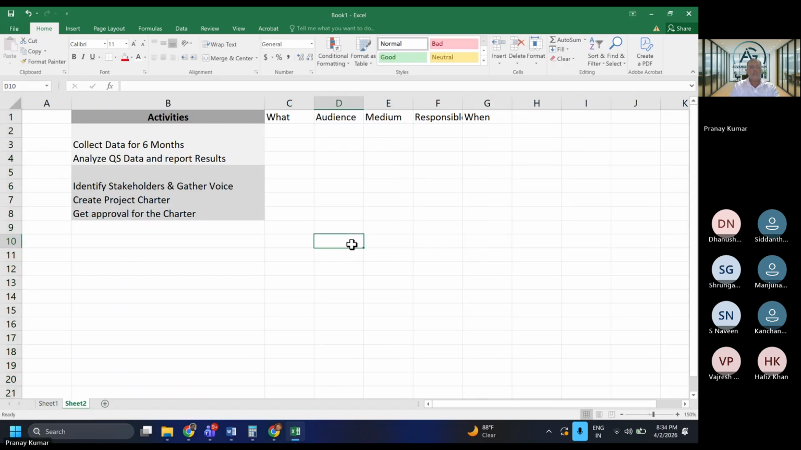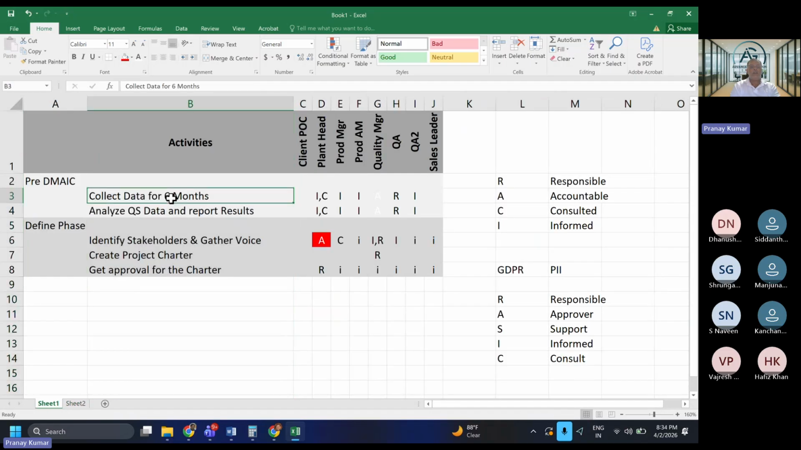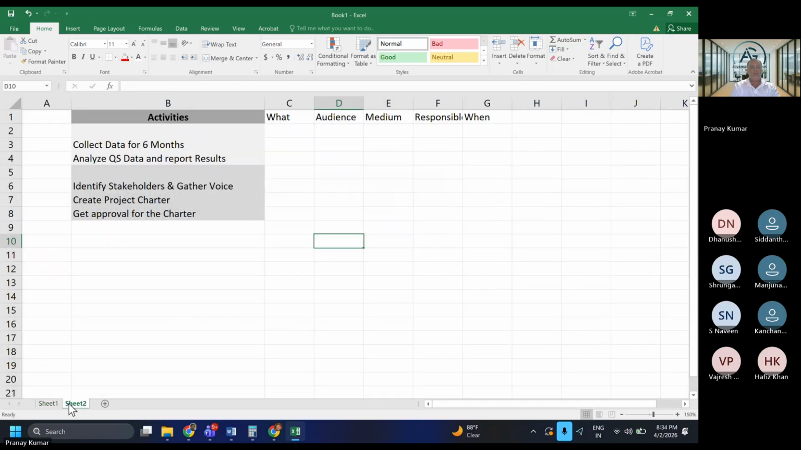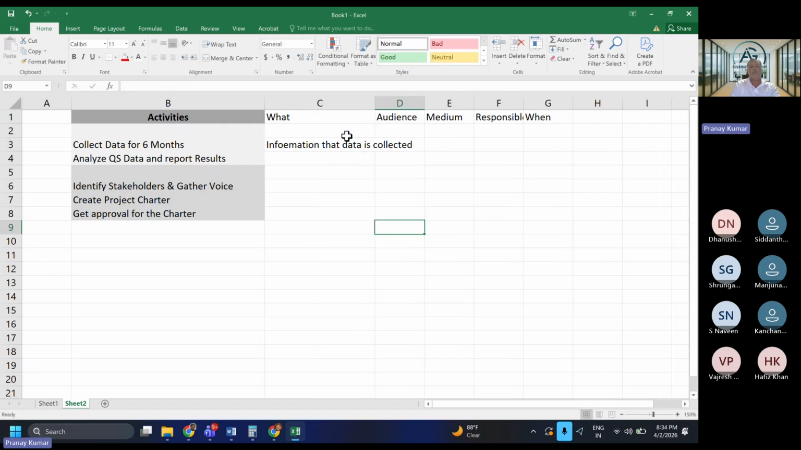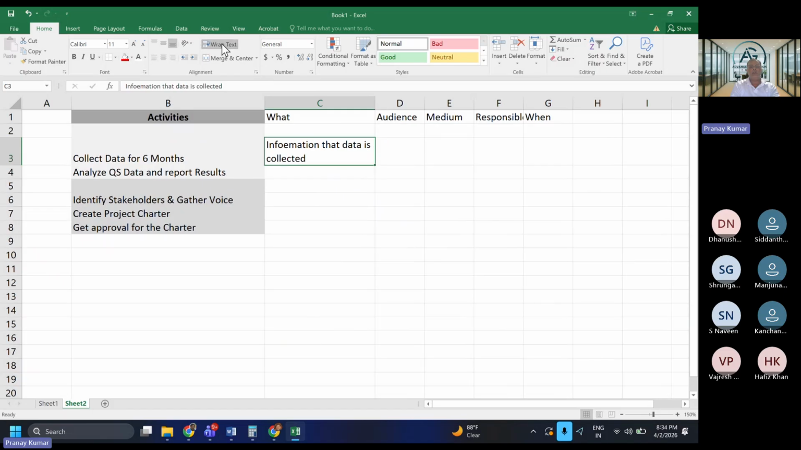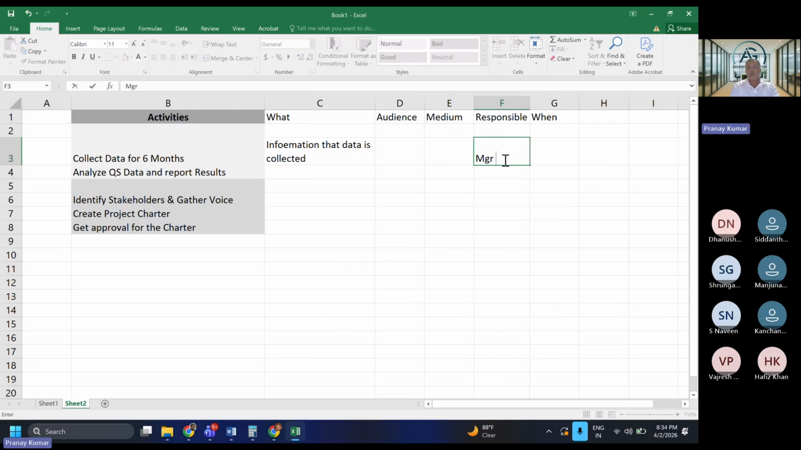So we were saying our RACI, that we will collect data and then inform. What do you want to inform everyone? Information that data is collected. Yes, people, are we able to connect, are we able to understand what I'm saying? Who will be responsible? I am holding the manager quality. Manager quality will be responsible.